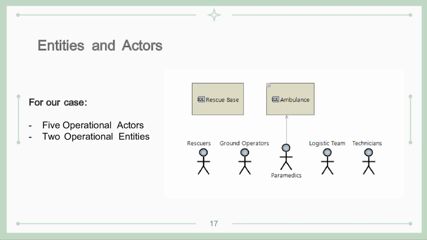In our case, we have two operational entities. Rescue base: this is the place where all equipment is stored and where rescuers rest, similar to a fire station and ambulance. And five operational actors. Rescuers: individuals trained in rescue techniques and first aid. Ground operators: responsible for coordinating the operation to ensure it is carried out safely and efficiently. Logistic team: ensure everything functions properly and that all necessary resources are available.